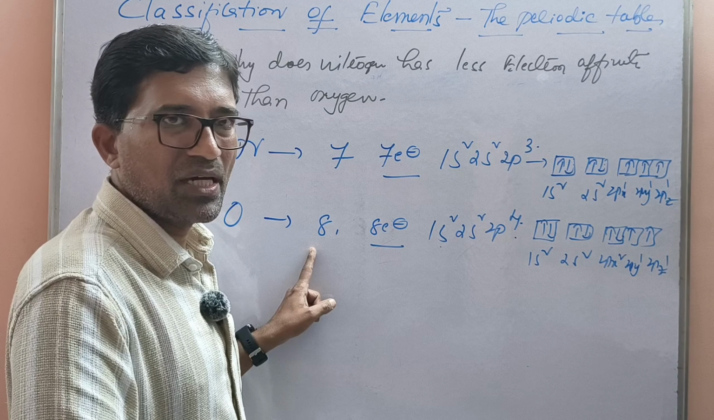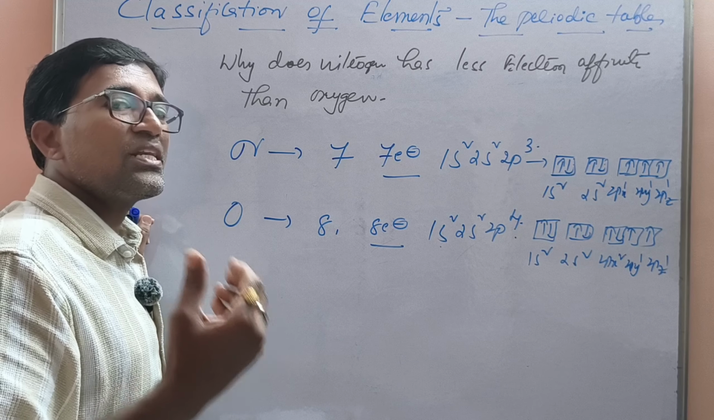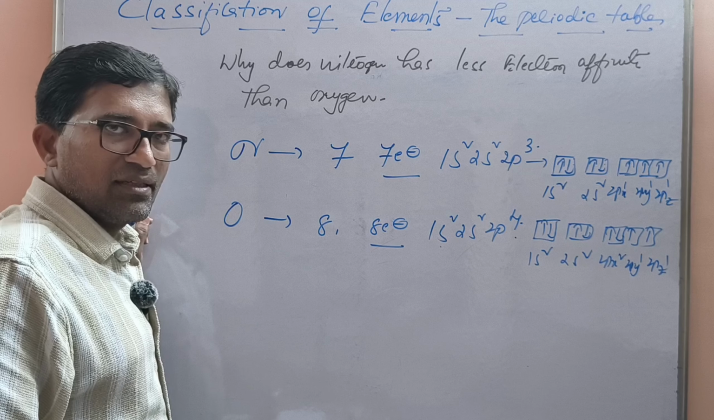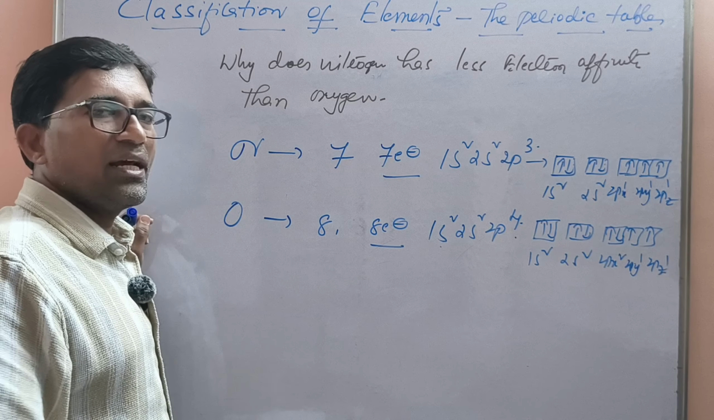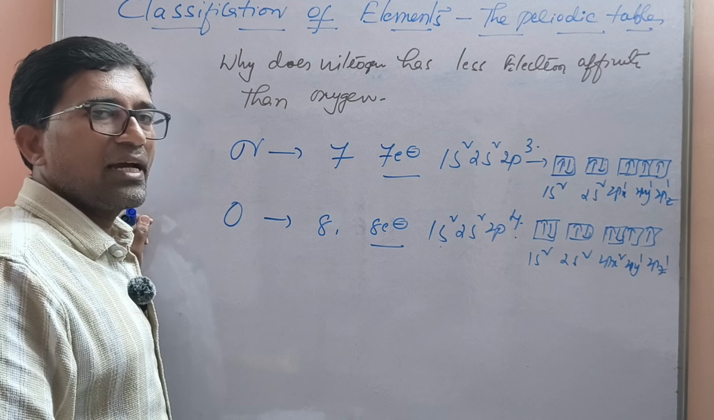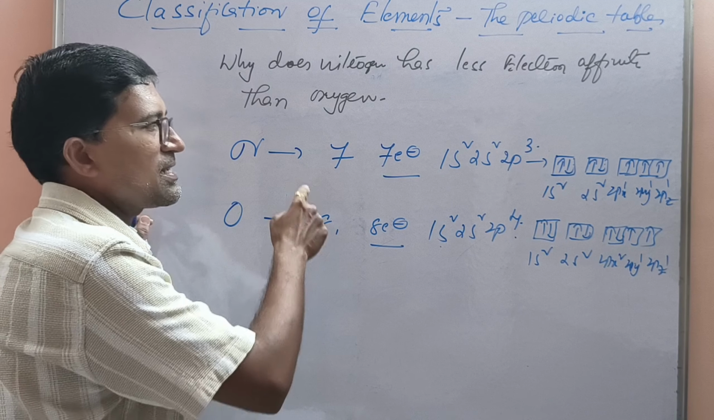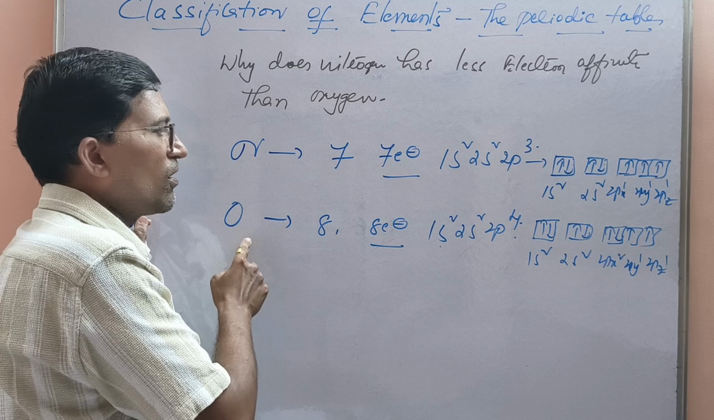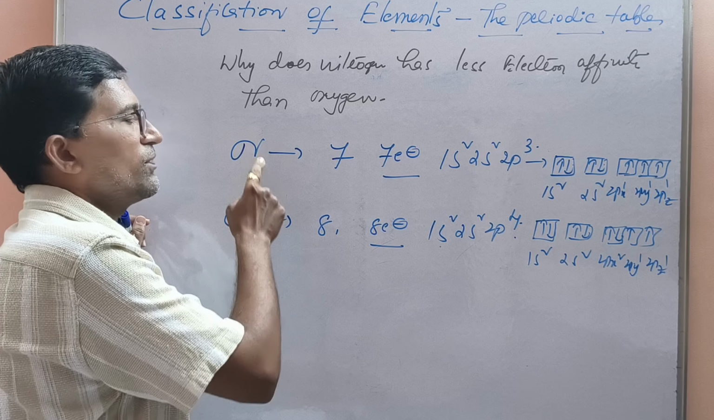The reason is, what is electron affinity? It is the amount of energy released when an electron is added to a neutral gaseous atom. So oxygen can take an electron more easily compared to nitrogen, because nitrogen is very stable because of its half-filled configuration. It is not fully filled but half-filled, which is more stable. So oxygen takes the electron more easily, and oxygen has more electron affinity than nitrogen.